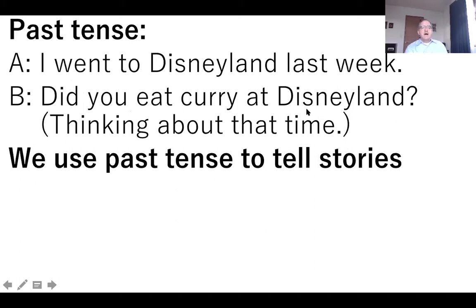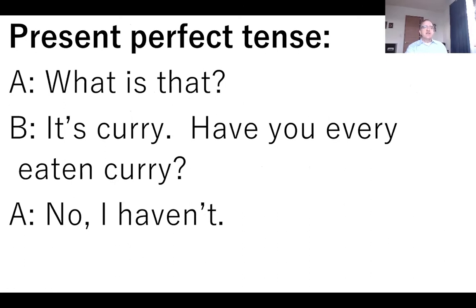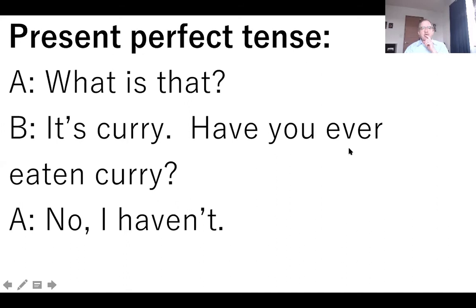All right. Okay, now this is present perfect tense. What is that? It's curry. Have you ever eaten curry? Oops, I've got a little grammar mistake. Okay, have you ever eaten curry? No, I haven't. Now, this have you ever eaten curry, what time is that? It's ever, okay? There's no finished time. Ever, ever. It means until now, continuing, and it doesn't feel finished. And so it's not past tense. It's not a story. And the answer, no, I haven't, because he's not talking about a finished time.